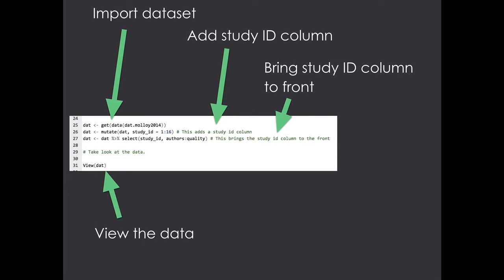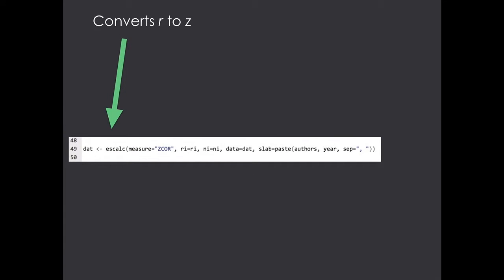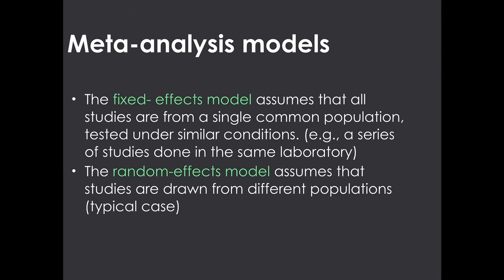So in this example, line 25, we're importing the data set. Line 26, we're adding a study ID column, just from 1 to 16. And line 27, we are moving the study ID column to the front. And the command on line 31, we are viewing the data. This command here converts R to Z, like I mentioned before, important to do because Z is normally distributed.